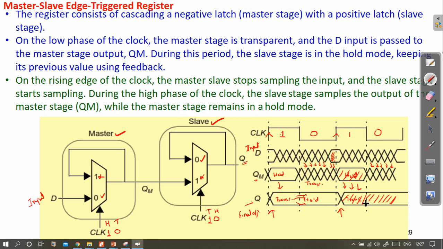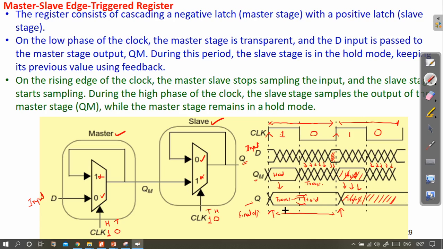And for the rest of the time, from here to here, for the rest of the complete cycle, the output remains the same. From here to here, the output value is maintained. Again, the output Q captures a new value at the rising edge of the clock, and it maintains the same value for the rest of the clock cycle.